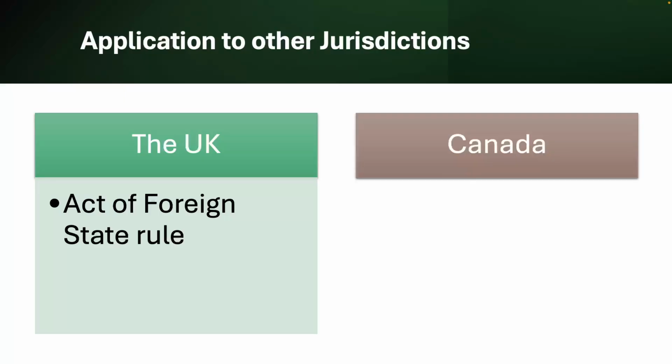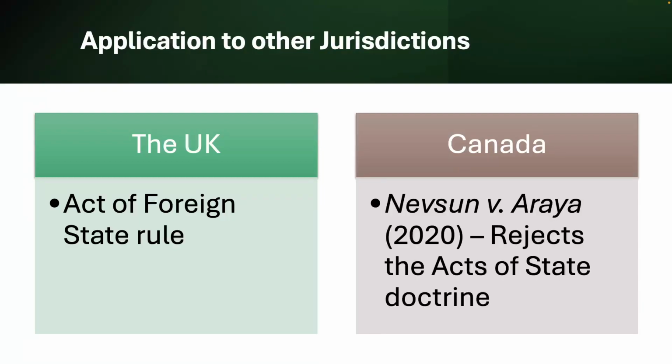Now, in Canada, we see a very interesting case in 2020, the case of Nevsun and Araya. This is the case which essentially went all the way to the Canadian Supreme Court, and it's interesting in the sense that what Canada did, the Supreme Court of Canada, is explicitly reject the Act of State doctrine and suggest that claims under customary international law in that case could proceed.